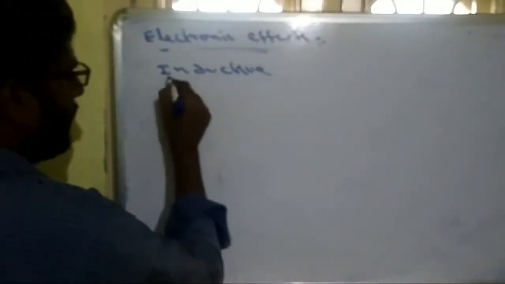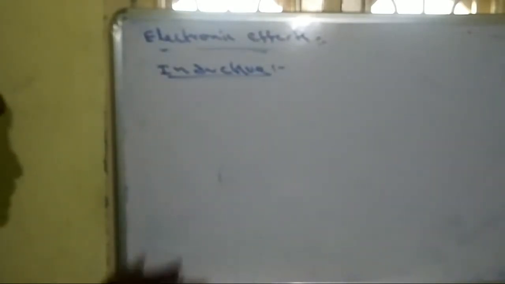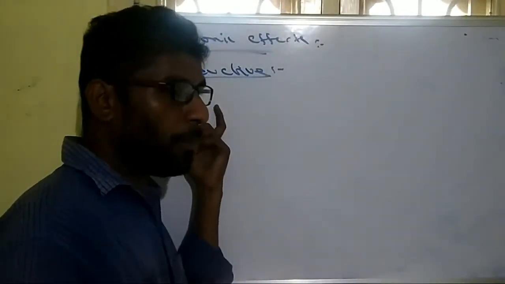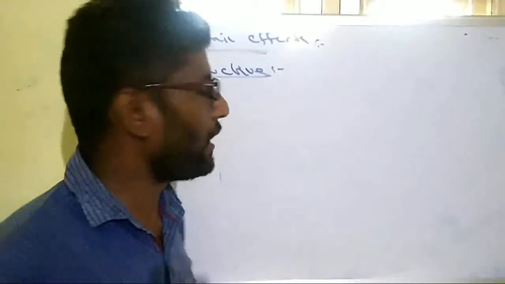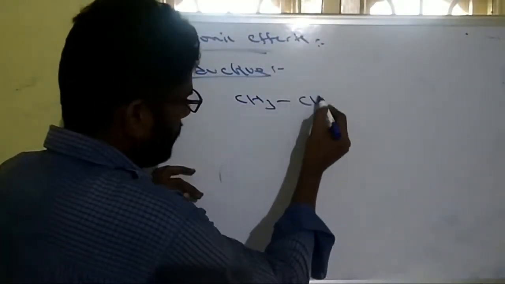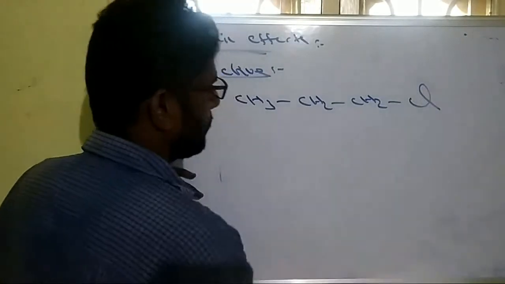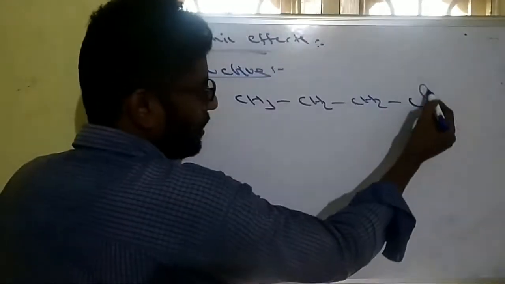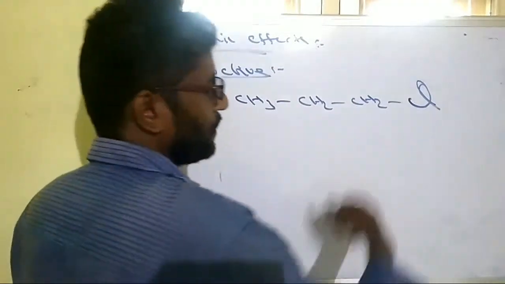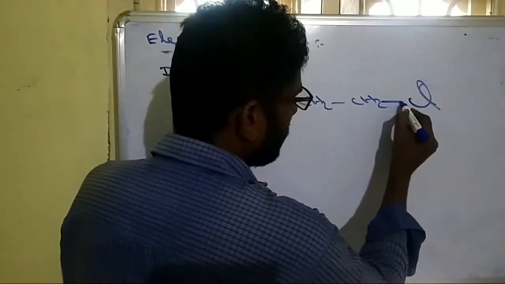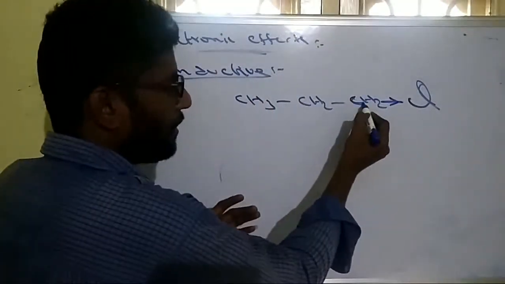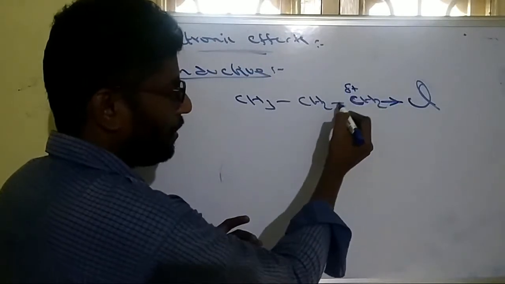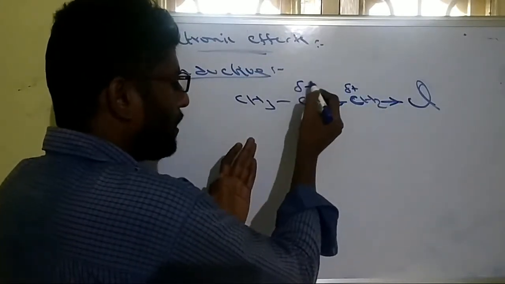Same like that, the next one is inductive effect. Inductive effect is only applicable to sigma bond. Through sigma bond, when electrons are transferring towards a more electronegative atom, the process is called inductive effect. CH3, CH2, CH2, Cl. All are carbon, but here chlorine is there. Chlorine is a more electronegative element, so it will pull electrons. So through this sigma bond, electrons are transferring from carbon to chlorine. Now this carbon will become electron deficient. Now it will pull electrons from this carbon, which will become electron deficient.